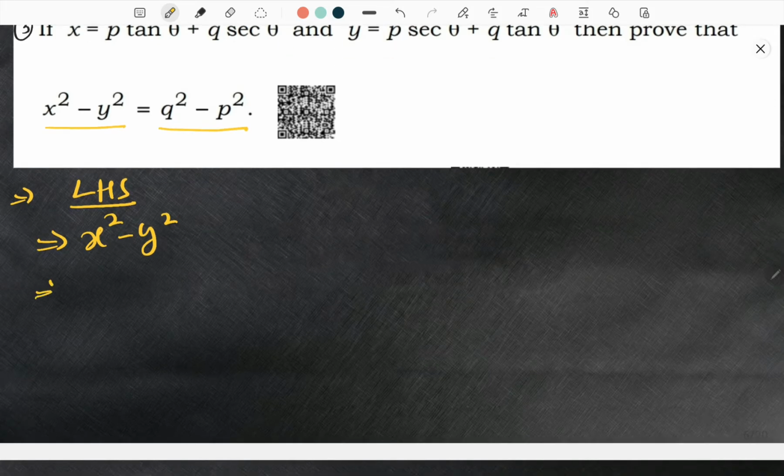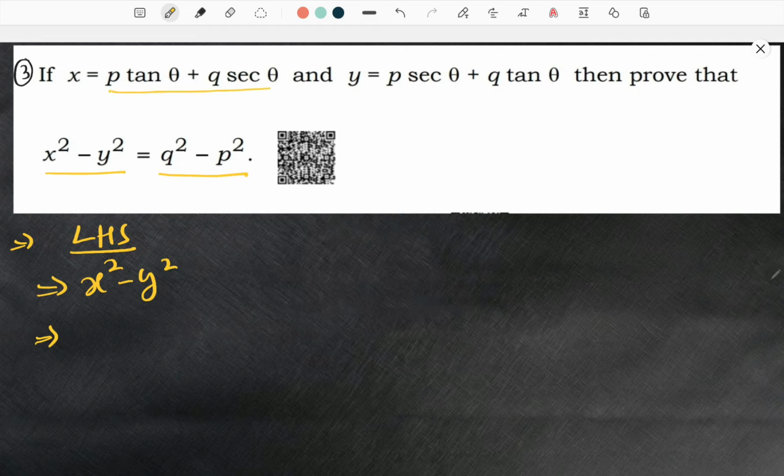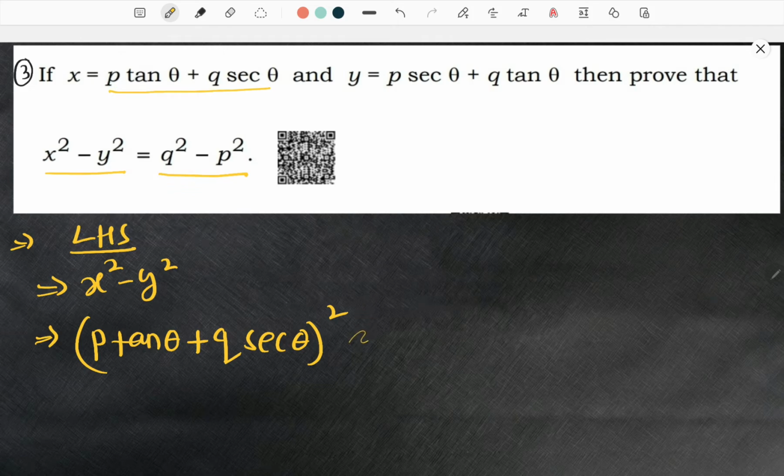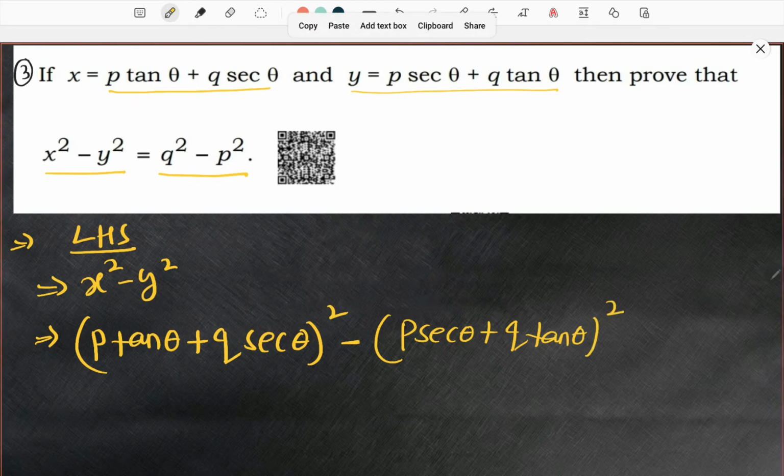Okay, so x means what is there? X means p tan theta plus q secant theta is there. So let me write it as (p tan theta plus q secant theta) whole square. Alright, let me reduce the size of the pen so that it becomes easy for me to write. Minus, bracket, y square means what? Y means, look at this, p secant theta plus q tan theta, and it becomes a whole square. Alright, x square minus y square.